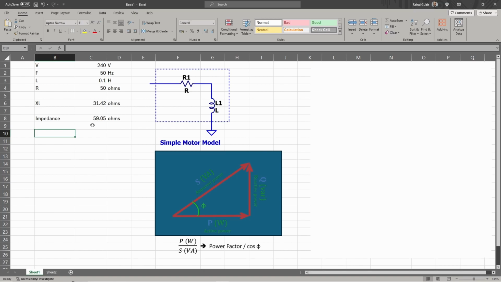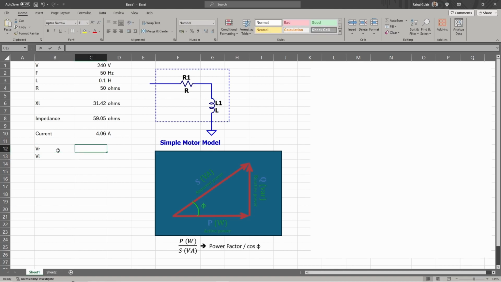Now using this impedance, we can calculate the current that is going through the circuit. So the current is equal to the voltage divided by the impedance. So we get 4.06 amps. Next, we can calculate the voltage across the resistor, so VR, and the voltage across the inductor, so VL.